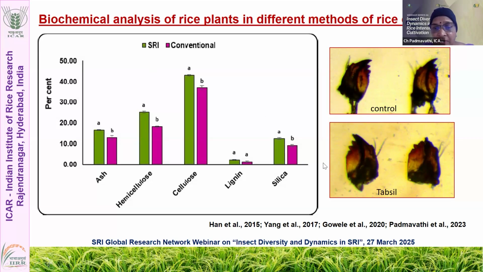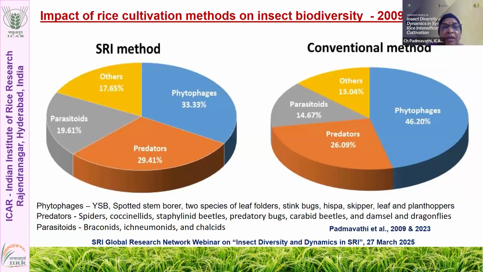And in addition to that, we also did another study wherein we applied a topical application of silica, and we observed that feeding really affects the mandibular wear and tear. You can see here, this is with respect to the leaf folder. And this might be one of the reasons why there is low damage in SRA.